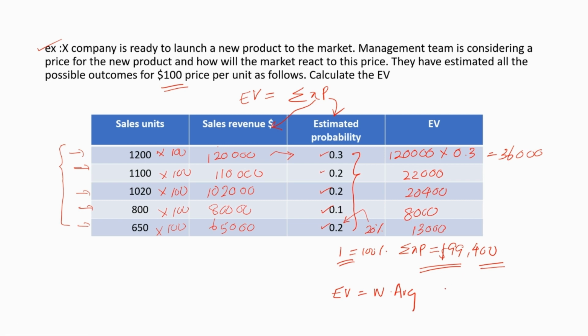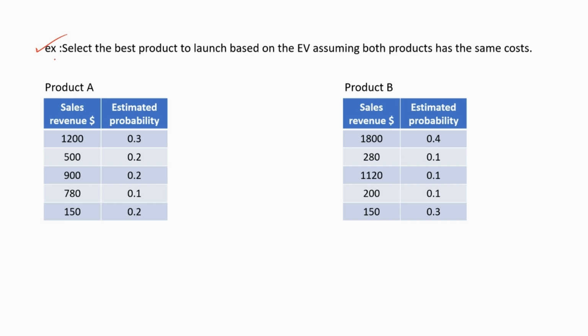Now let's do an example. Select the best product to launch based on the expected values, assuming both products have the same costs, which means both products have the same cost. If the sales revenue is higher, that product will make more profit. So what we have to do is calculate the expected values for each product. Expected value equals sigma x p. They have given the sales revenue and the estimated probability. So we can calculate the expected values for each outcome by multiplying the sales revenue by the estimated probability.